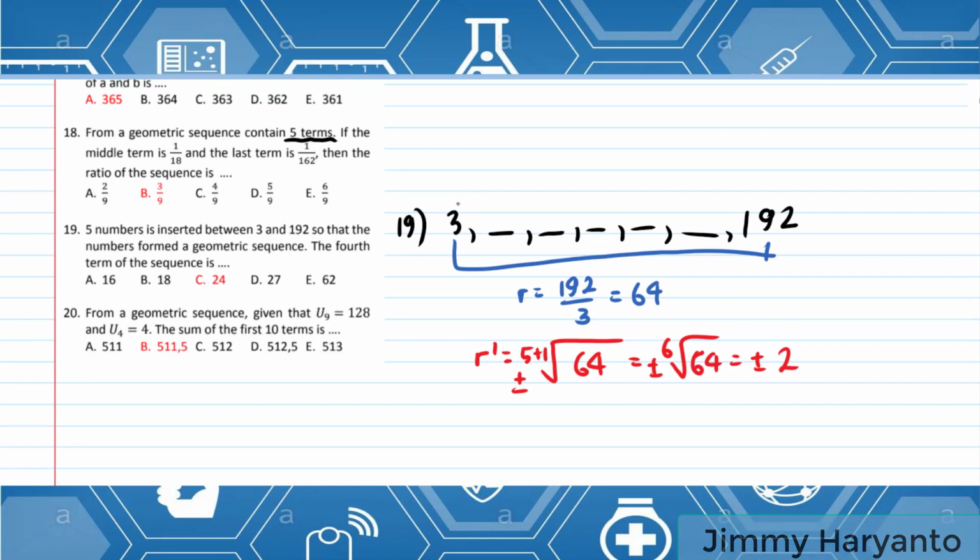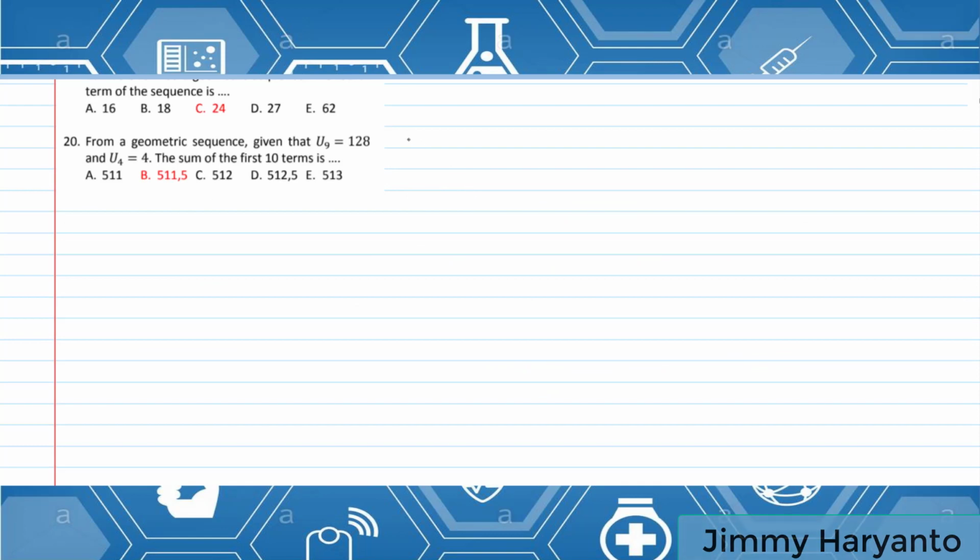Yeah, so this one is 3. If we use the ratio of 2, it will be times 2, it will be 6, times 2 again, 12, times 2 again, 24. This is the fourth term. Yeah, 1, 2, 3, 4. The fourth term is 24. Okay, last one guys, number 20.